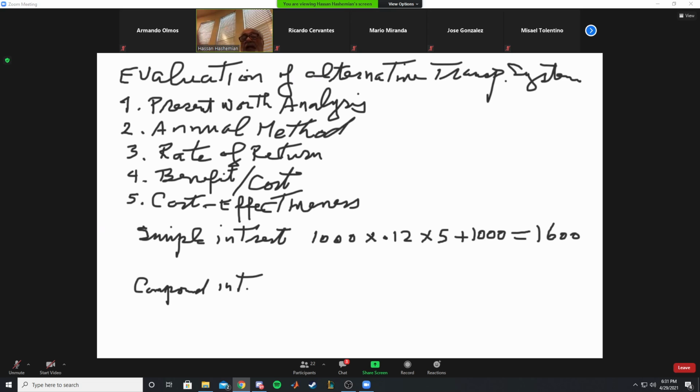So you multiply 1,000, which we call the present amount, P, by your interest, which we call I, times 5 periods or 5 years, which we call N. And then you add your original amount that you put in, which is the P. So if you factor it, that will be P times (1 plus IN). So that's how we do simple interest. Any question on that?